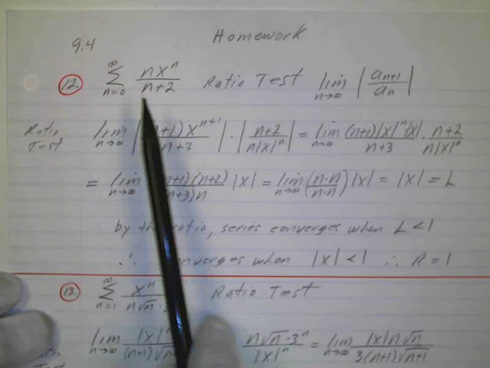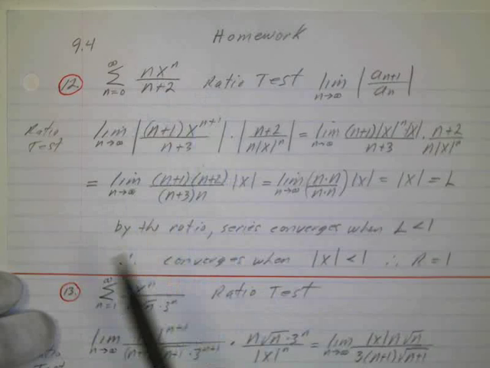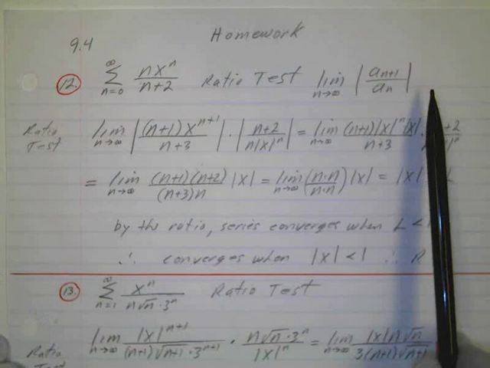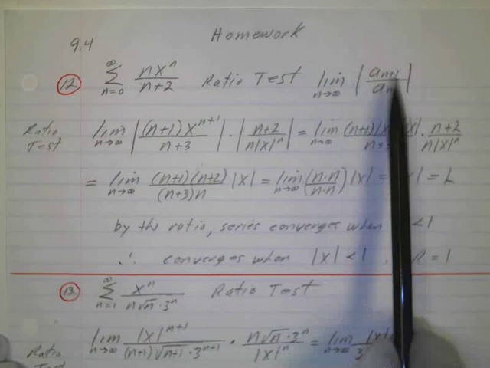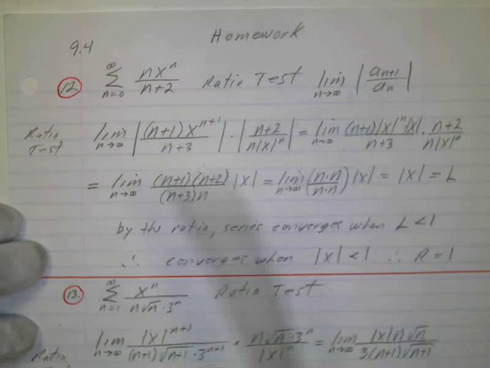So this is going to be n x to the n over n plus 2. So we're going to use the ratio test. And in order to take care of any possibility of negative signs, we always take the absolute value and shoot for absolute convergence. And remember, if it converges absolutely, it converges. So this is a safe way to go.